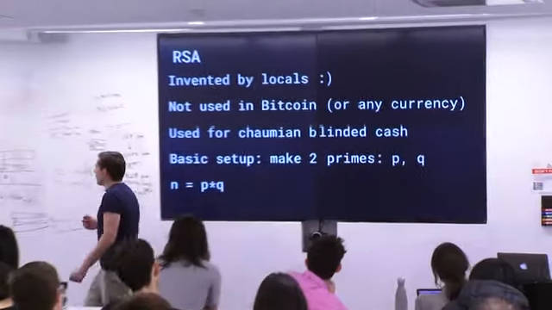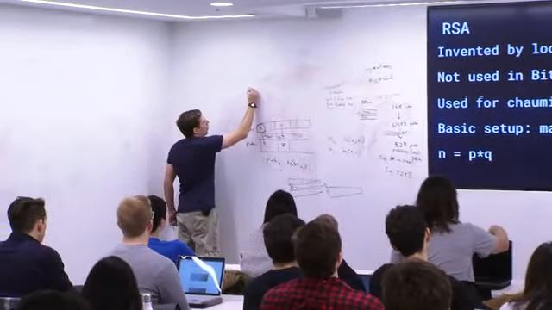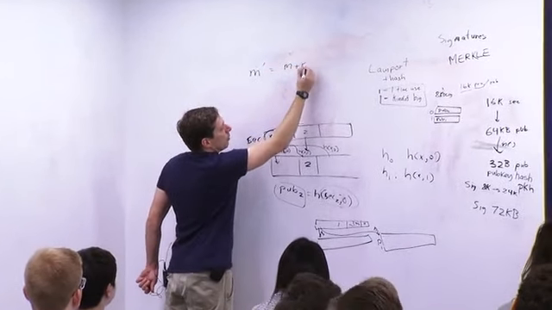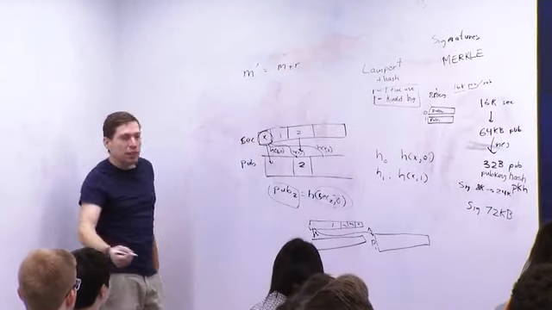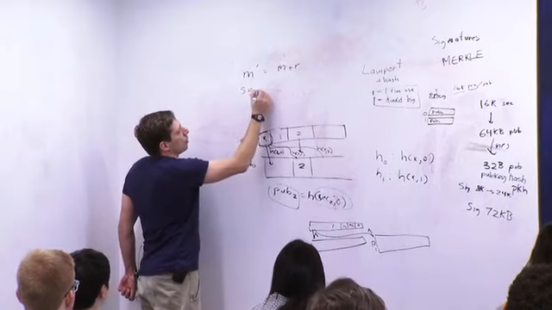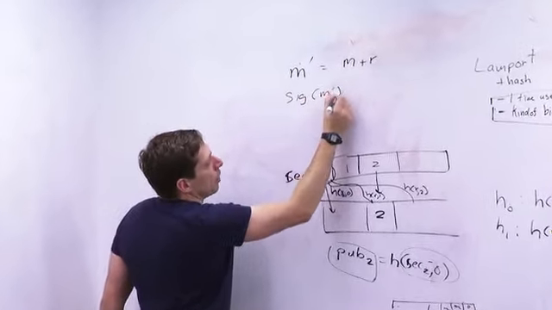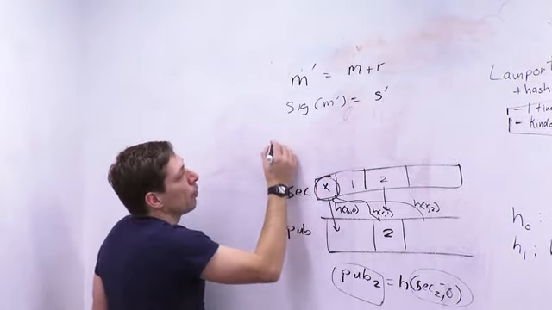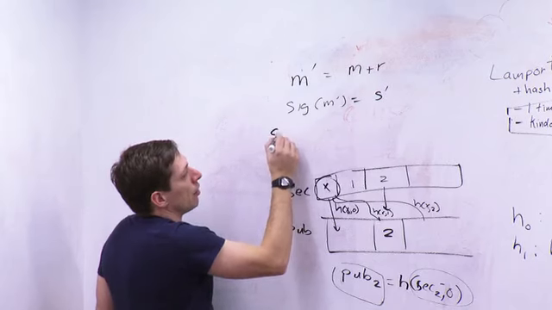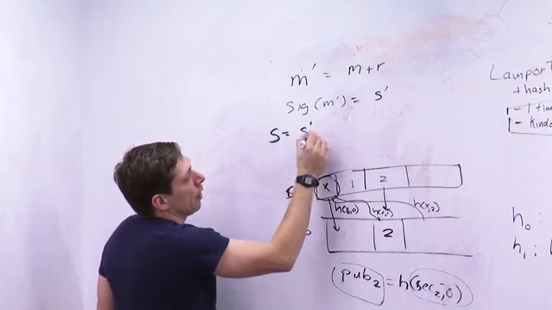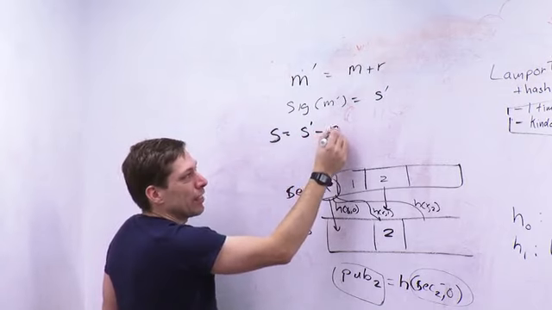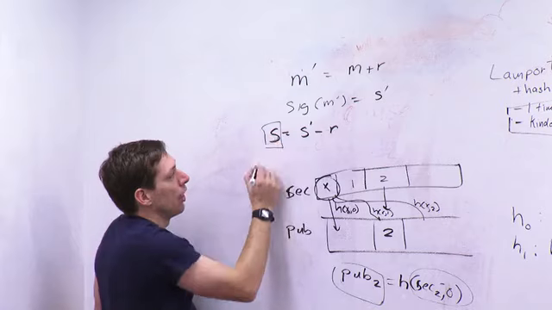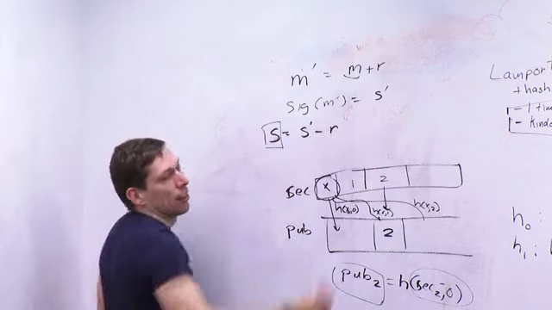So basically the idea is, I have M prime equals message plus randomness. And I say, hey, can you sign M prime? And you say, okay, I produce a signature on M prime with my private key. We'll call that S prime. And then what I can do is S equals S prime minus the randomness, or really some function of that randomness. And now I have a signature, and this is a valid signature on M.